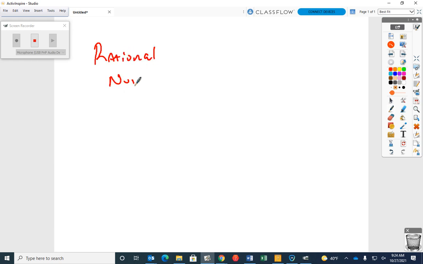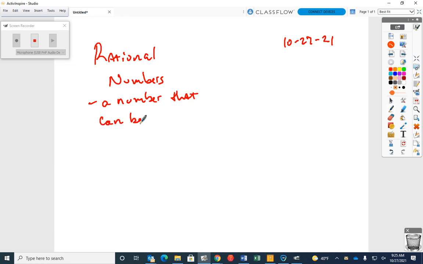Make sure you're writing this down. When I say a rational number, as I mentioned, that is a number that I can express as a fraction. So, let me open to that page real quick. Okay, a rational number is a number that can be expressed as a fraction.